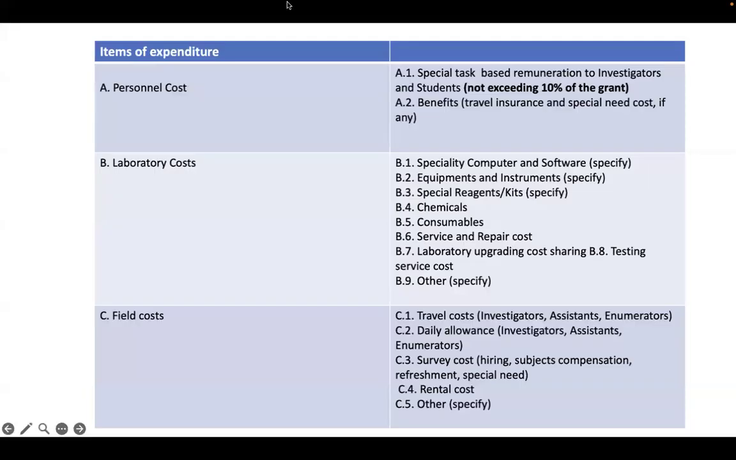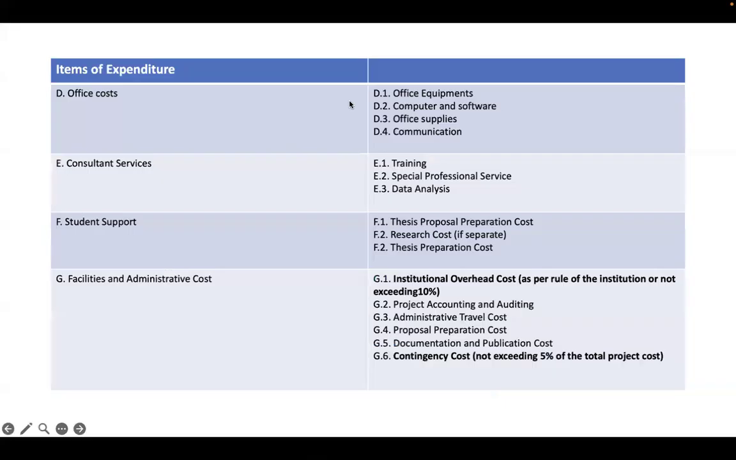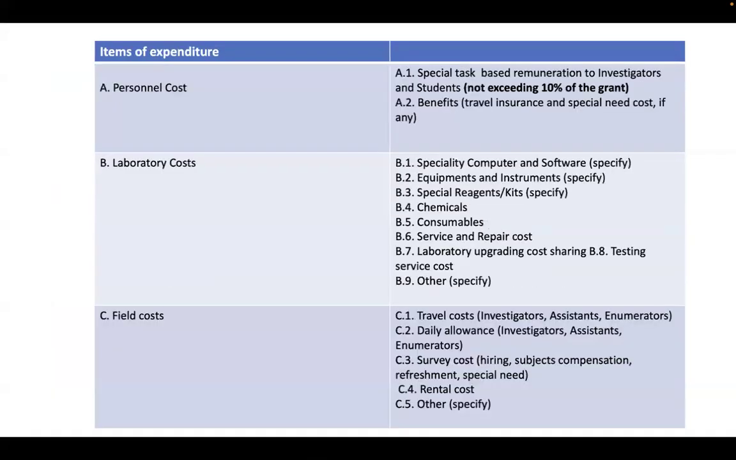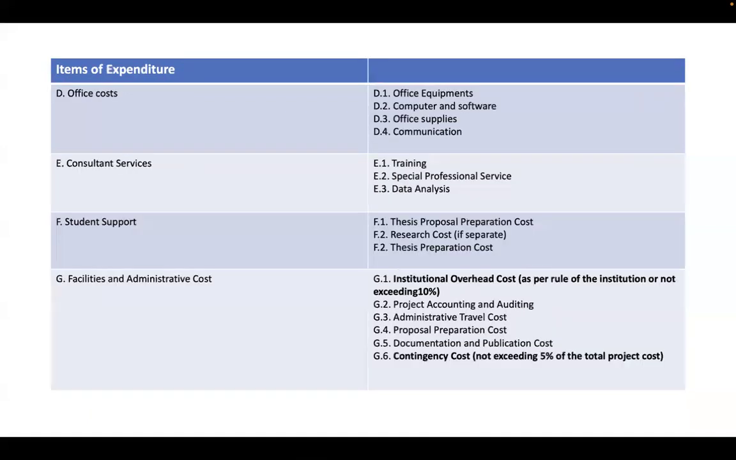There is a list of items that can be divided under different headings, like personnel, laboratory, field cost, office costs, consultant service, students, facility, and administrative cost. I want to highlight that in personnel cost, the maximum remuneration to the investigator is not more than 10%. Another thing I want to highlight is the overhead, that is indirect cost. Their maximum limit is 10% of the total budget, and they allow only up to 5% for the contingency cost.